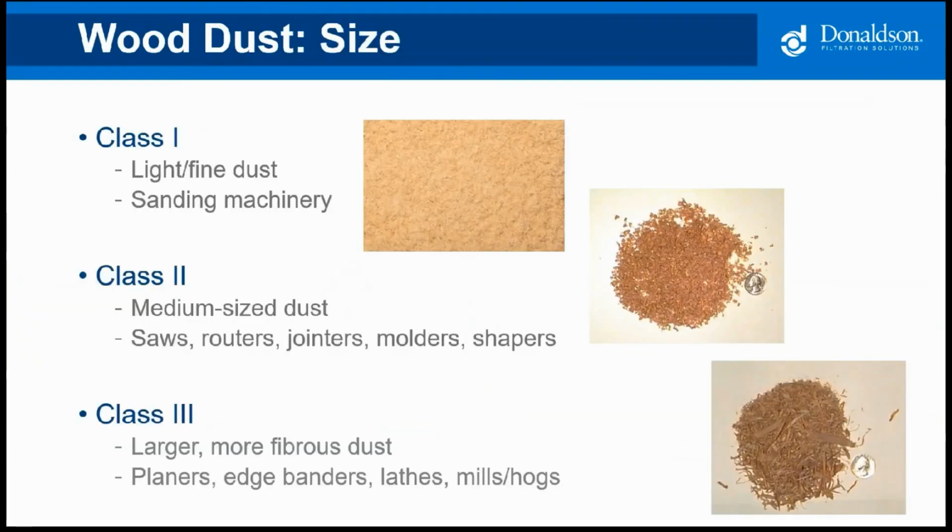As you can see in woodworking, there are many processes and machines that create dust. At Donaldson, we break the dust down into three basic categories based on the dust characteristics. These categories will help in our selection and size and style of filtration device. We define Class 1 as light or fine dust, such as dust generated from sanding. Class 2 is a medium size, such as dust generated from saws, routers, and joiners. And Class 3 would be your larger size dust, such as that generated from planers and lathes.